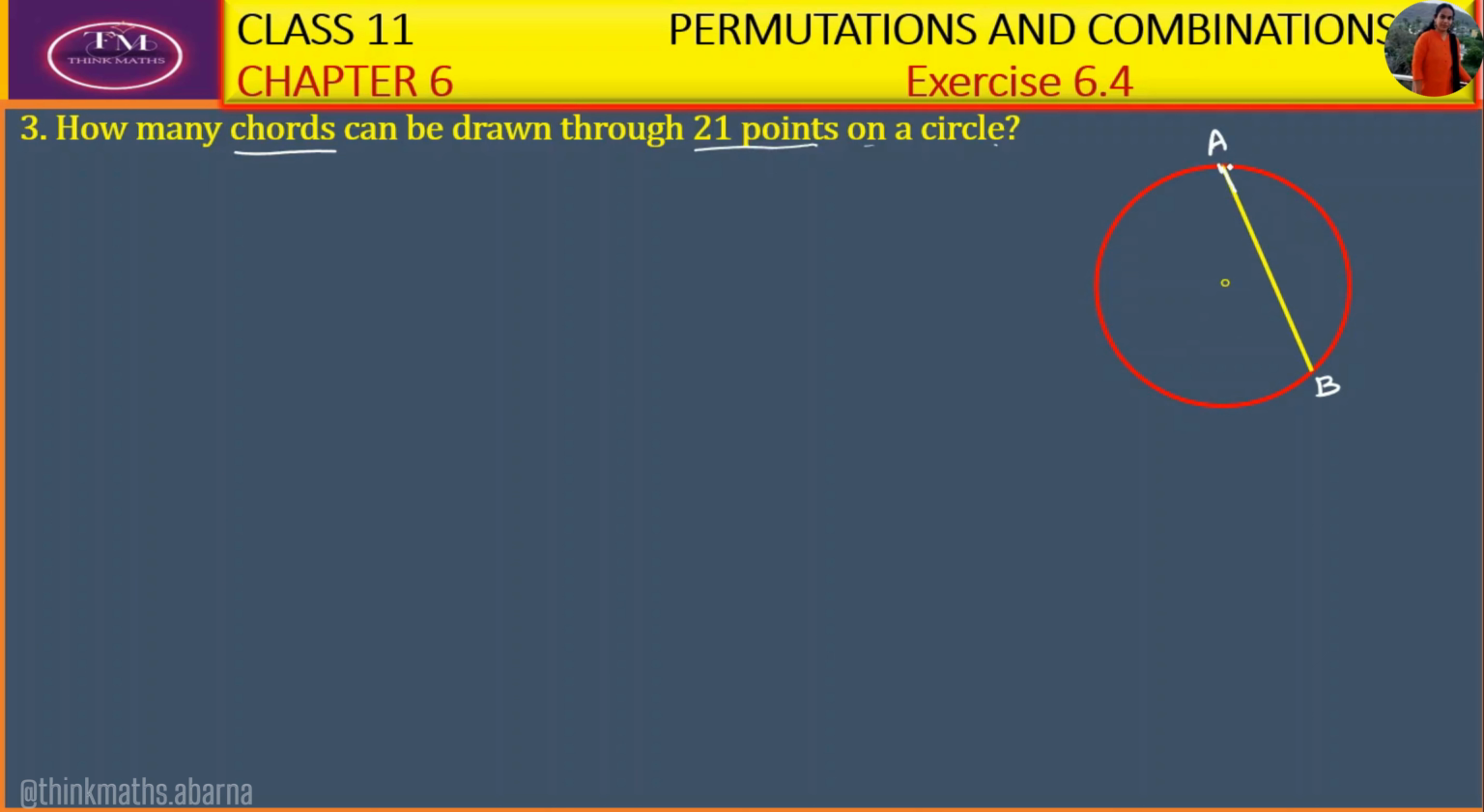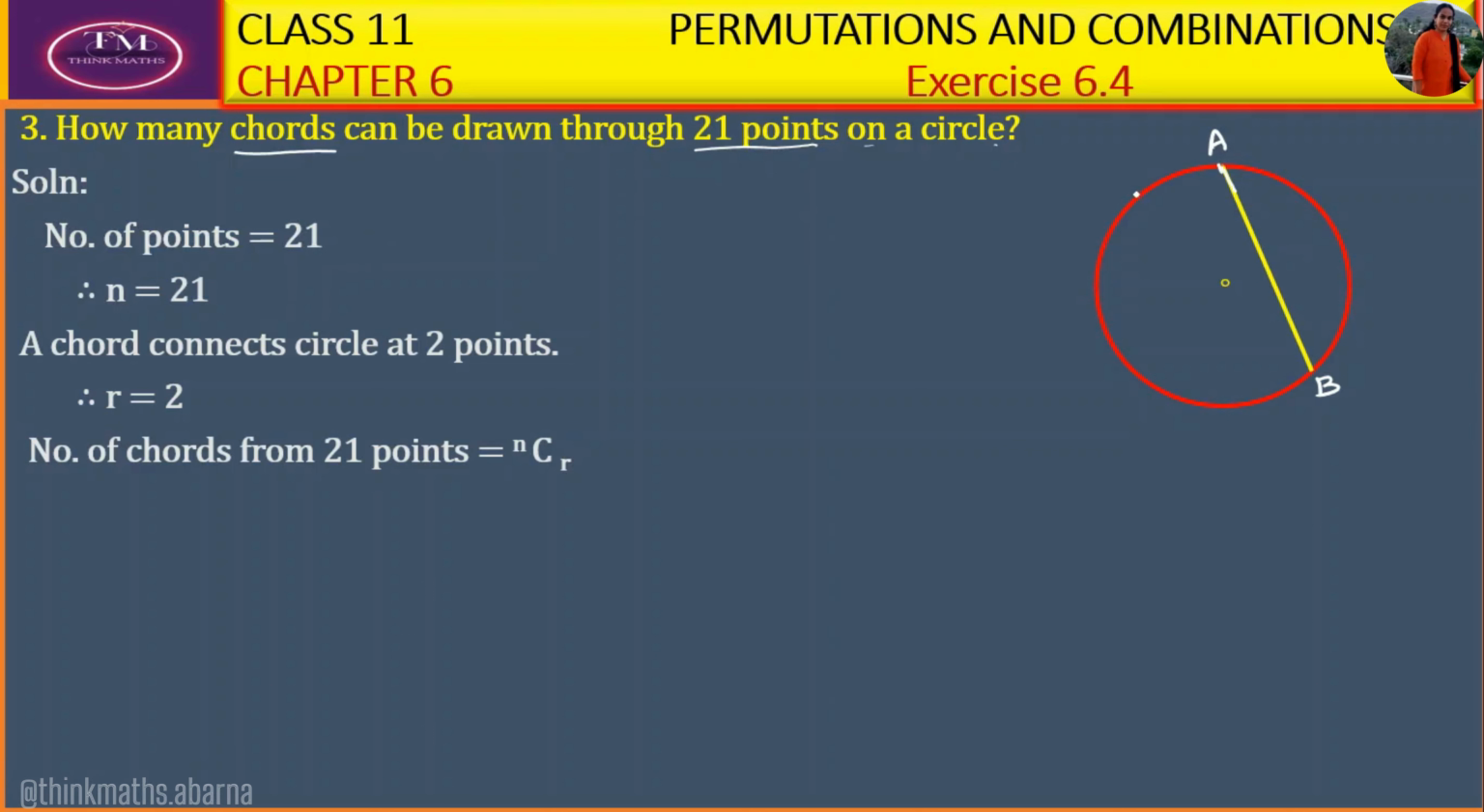Okay. Now, what are the things we have? We have number of points. So number of points equal to 21. So totally we have 21 points here. So we can have 21 points in the circle. Okay. So n is equal to 21. So how a chord is drawn? A chord is drawn using 2 points. So r will be equal to 2. So therefore, number of chords from 21 points equal to nCr, which is 21C2. This will give the number of chords that can be drawn through 21 points.